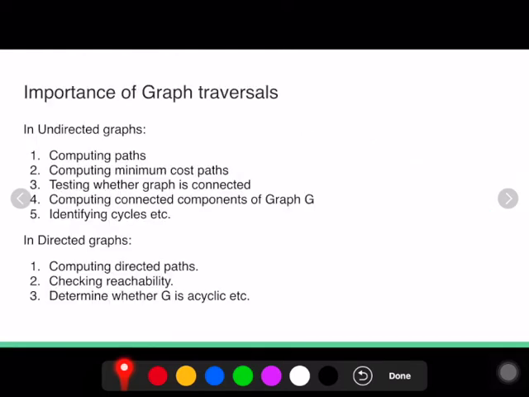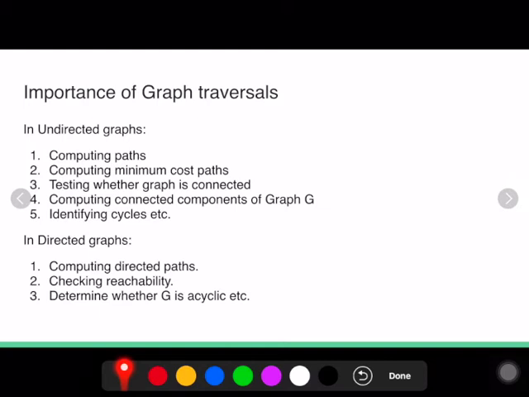So what is the importance of graph traversals? In an undirected graph, just before going into the importance of graph traversal, let's understand the definition of a graph traversal. A graph traversal is nothing but a sequence of visiting vertices and taking edges. A graph is formed by a set of vertices and a collection of edges. So in a sequence, if we start visiting from one vertex to another vertex by taking their respective paths, that is called a graph traversal.